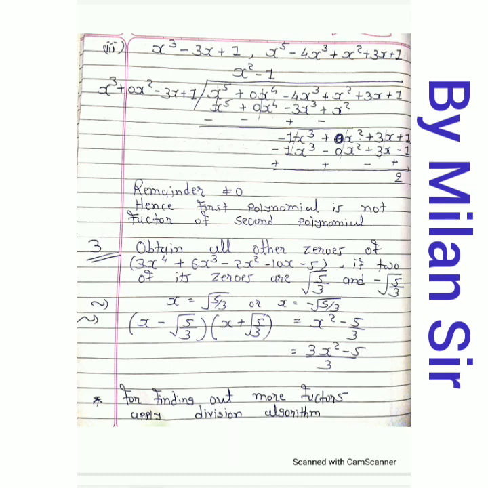Then next question number 3. This is very important question as per the examination point of view. It will ask in 3 marks, right? So obtain all the zeros of 3x raised to 4 plus 6x cube minus 2x square minus 10x minus 5 if two of its zeros are under root 5 by 3 and minus under root 5 by 3. Here two zeros are given and we need to find the other zeros.